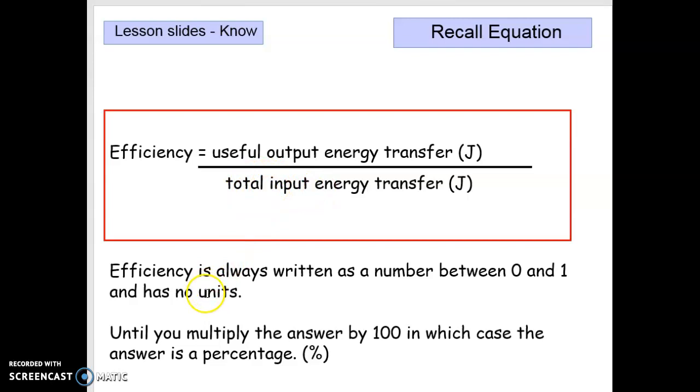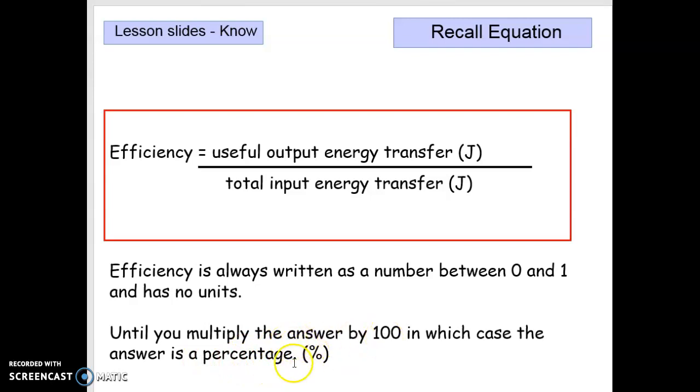That means that you've got the larger number on the bottom always, and if you haven't, you've got the equation wrong, so that's worth checking. It's always written as a number between 0 and 1, and it's got no units unless you've multiplied your answer by 100, and percent means out of 100.